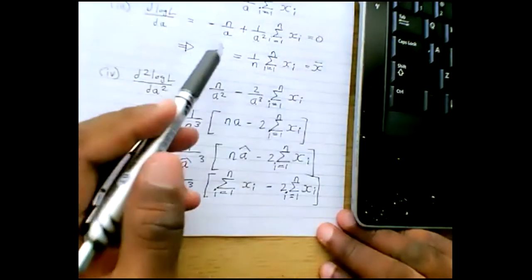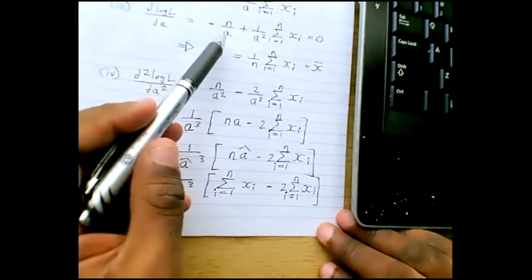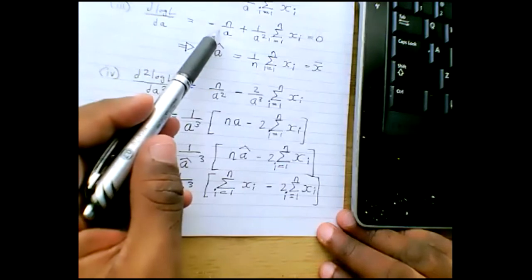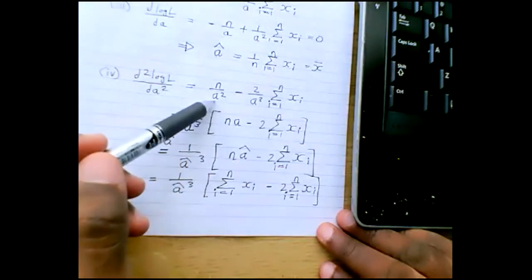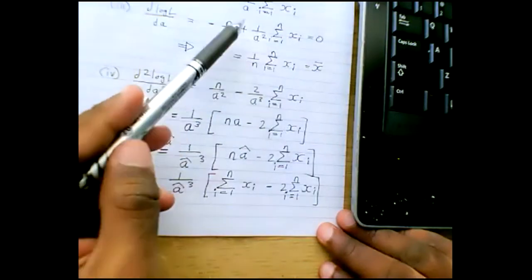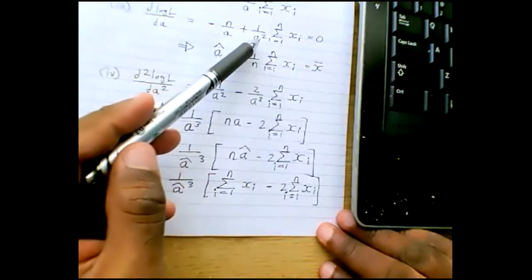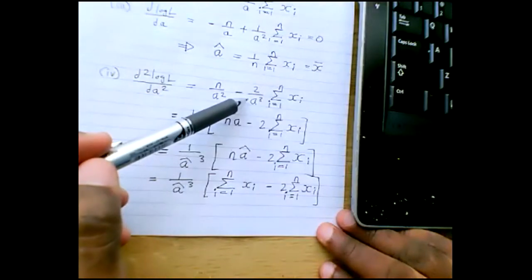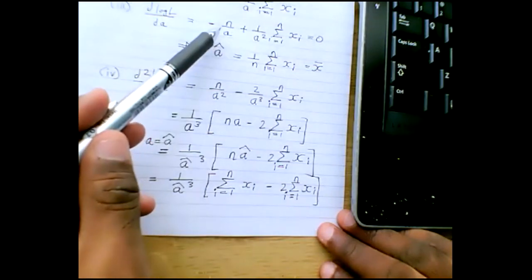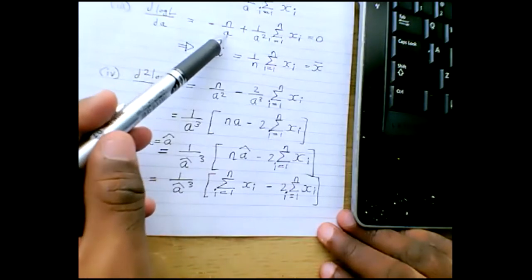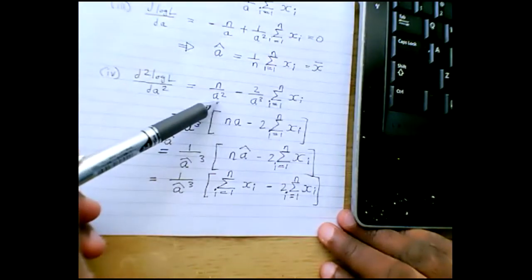The derivative of minus n over a with respect to a is n divided by a squared. And the derivative of 1 over a squared with respect to a is minus 2 divided by a cubed. Right? Is that right, guys? I mean, this is simple. You should differentiate minus n over a with respect to a. You get this, right?